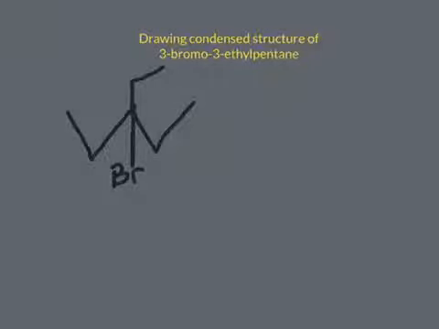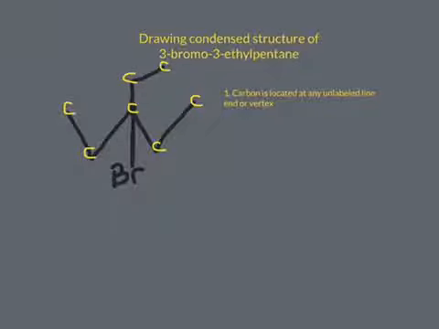Last, let's tackle the condensed structure of 3-bromo, 3-ethylpentane. For reference and to help us complete our drawing, I've included a line structure sketch. In condensed structure, we need to not only include our carbons in our substituents, but our hydrogens as well. To help us, there are 2 important things to remember. First, know that carbon is located at any unlabeled line end or vertex, so we'll go ahead and fill them in now. And don't forget the 2 carbons on your ethyl group.